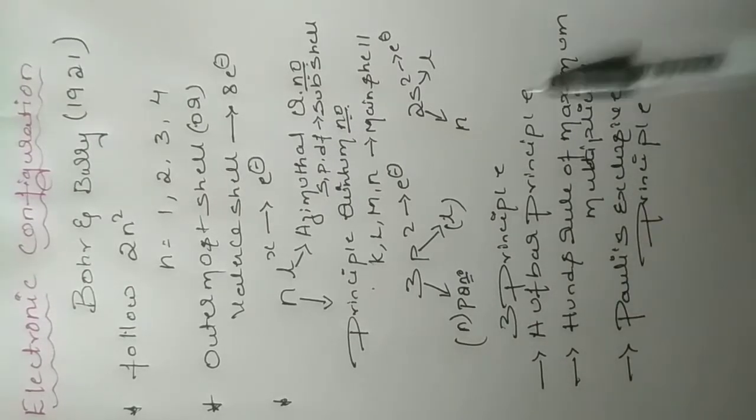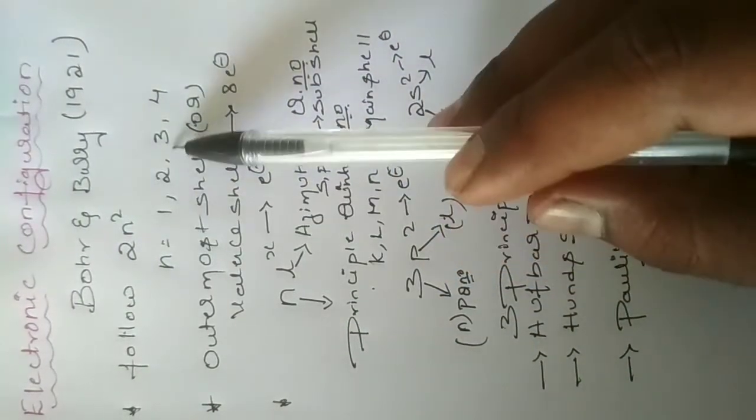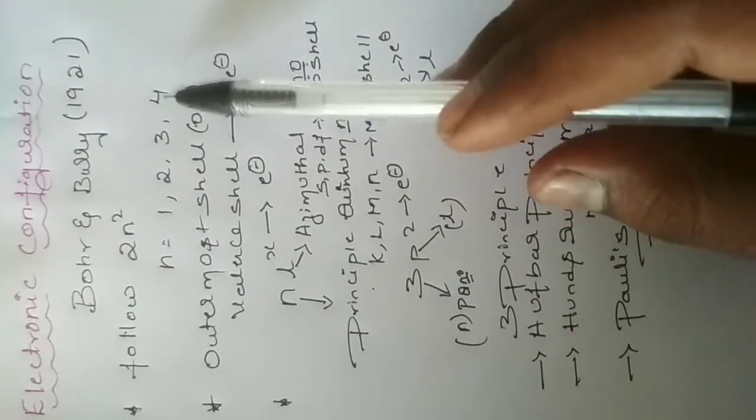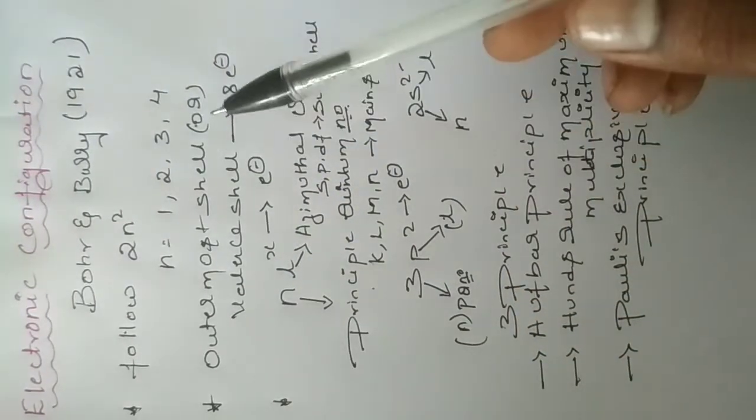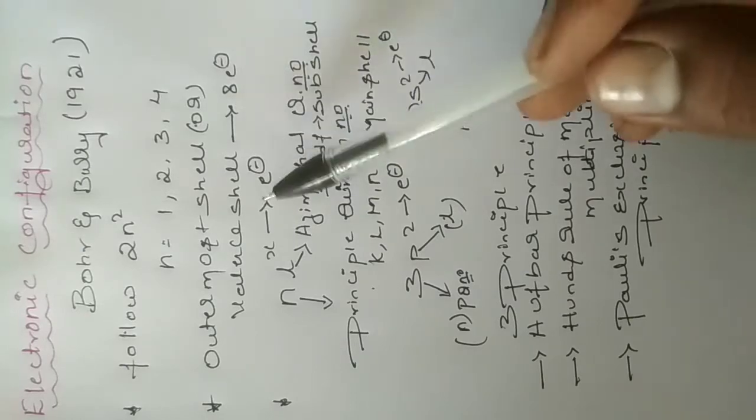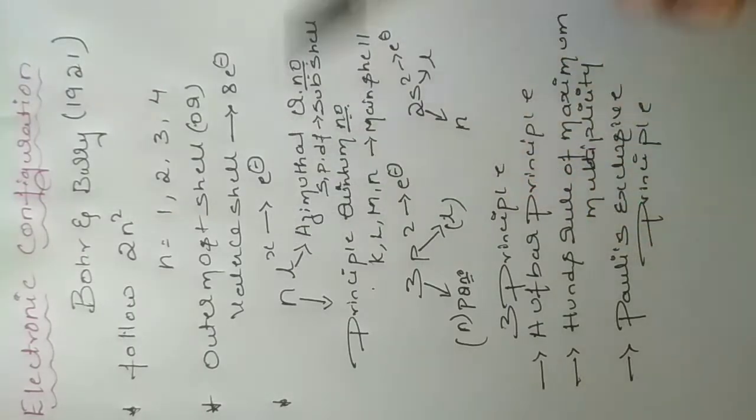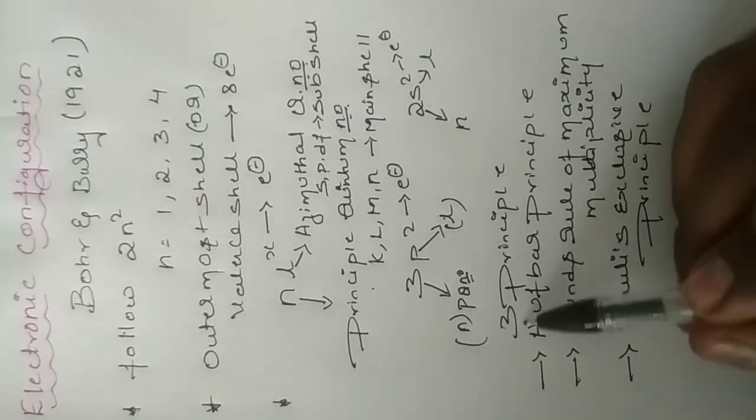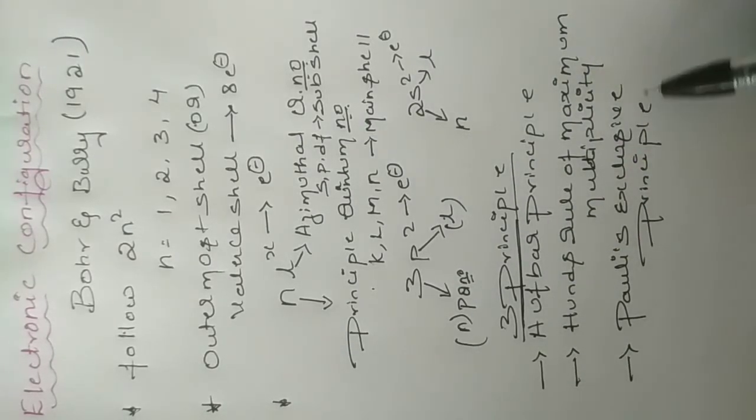To recap: Bohr and Bury gave in 1922 the 2n² rule, where n is the principal quantum number and starts from 1, 2, 3, 4, never from 0. The outermost shell must have 8 electrons. Then they gave nlx, where n is the principal quantum number, l is the azimuthal quantum number, and x is the number of electrons. They gave three principles: Aufbau principle, Hund's rule of maximum multiplicity, and the Pauli exclusion principle. Now we are going to study the Aufbau principle.